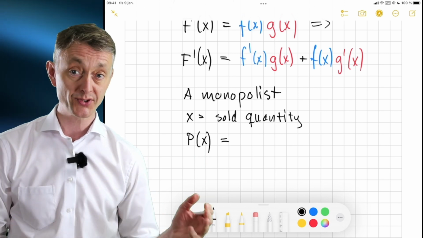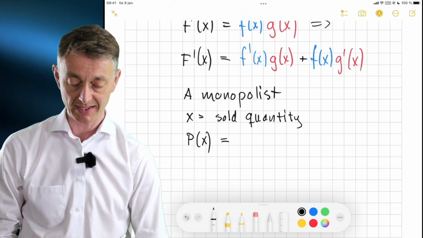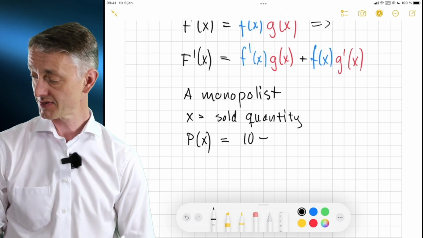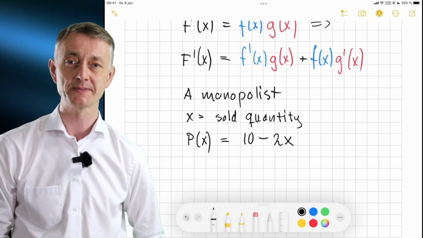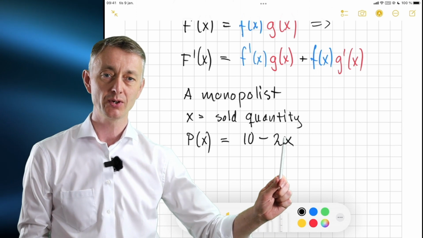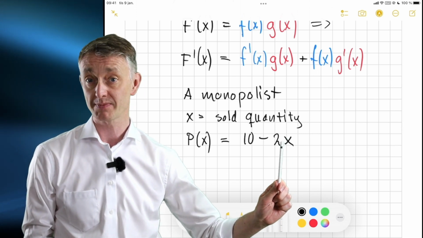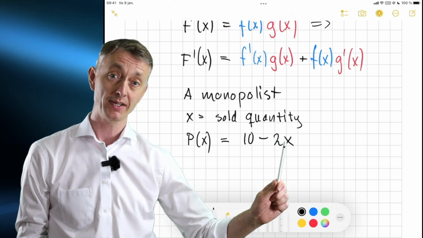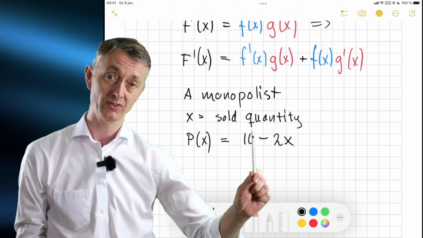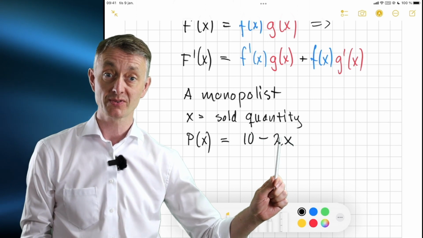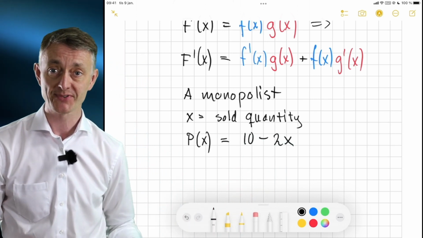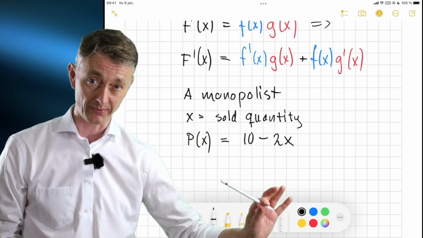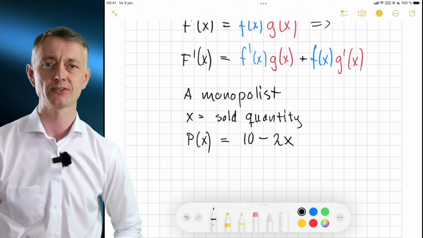We will just assume it looks as follows, namely 10 minus 2x. So we see here if no goods are sold, the first item sold would sell for a price of 10. If we're selling one good, then the price is going to be 8. Two goods, the price is going to be 6, and so on. So the higher the quantity, the lower the price, hence the inverse demand function.